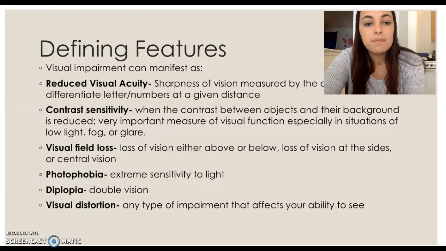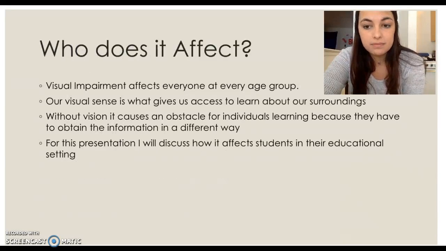Visual field loss, loss of vision either above or below, loss of vision at the sides, or central vision. Photophobia is extreme sensitivity to light. Diplopia is double vision, and then visual distortion, any type of impairment that affects your ability to see.